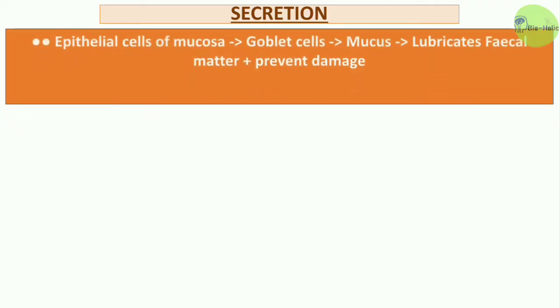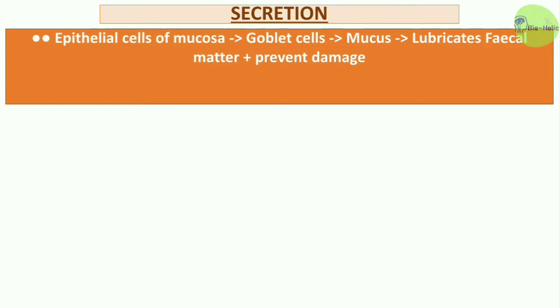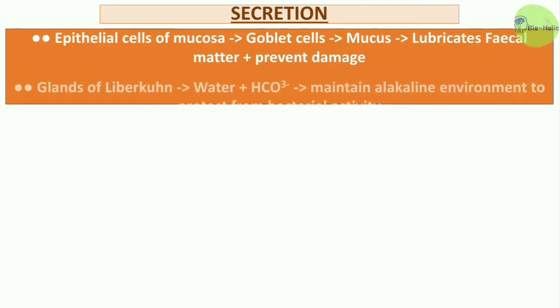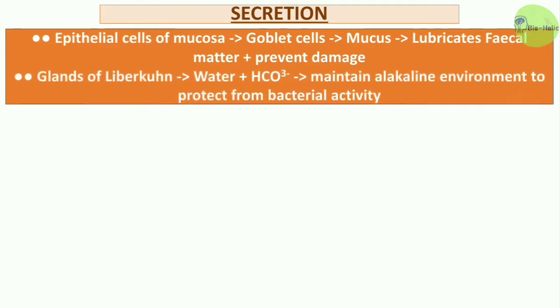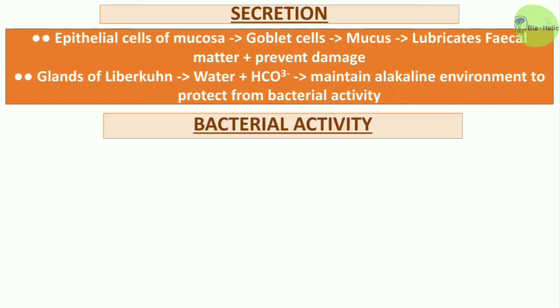Now let's talk about the secretion. The epithelial cells of the mucosa, which are the goblet cells, secrete mucus that lubricates fecal matter and prevents damage to the layer. And the glands of Lieberkühn secrete water which contains HCO3- ions that maintain an alkaline environment to protect from the bacterial activity. Now the bacterial activity which happens in the large intestine.